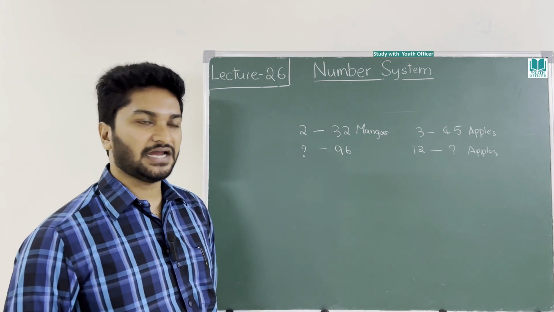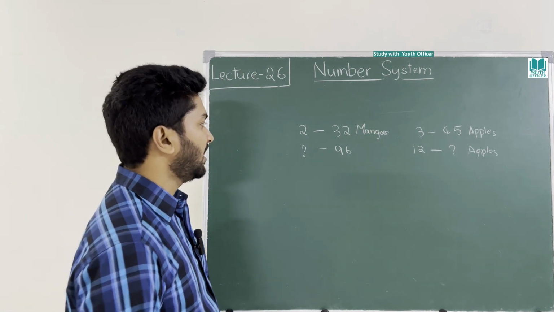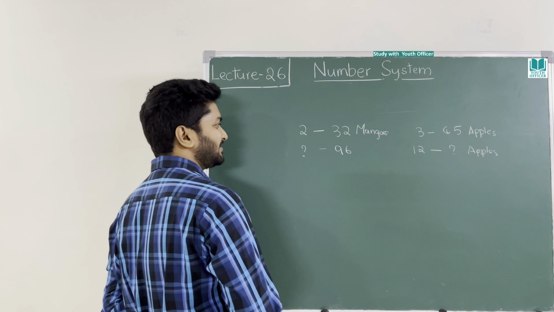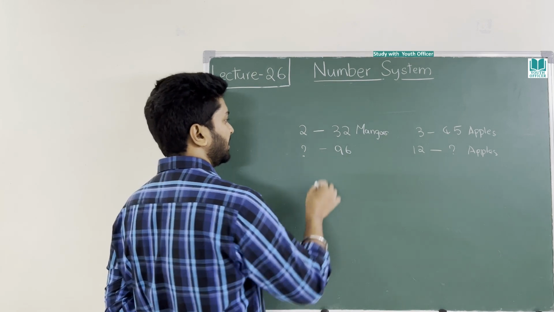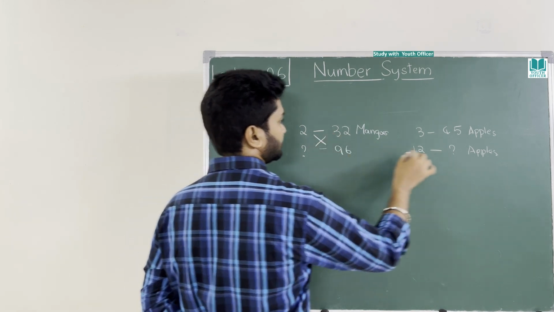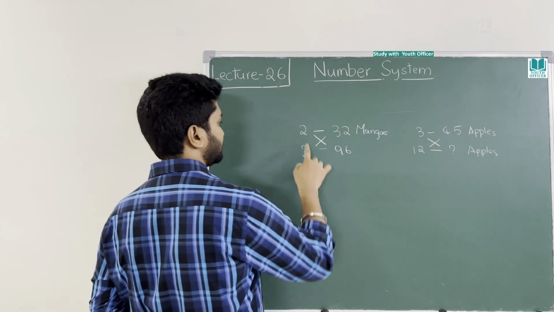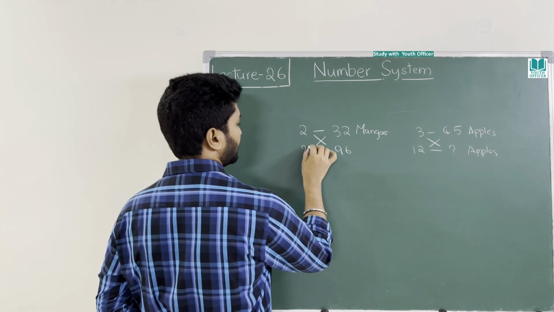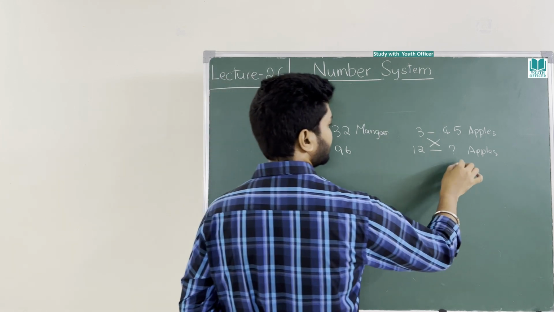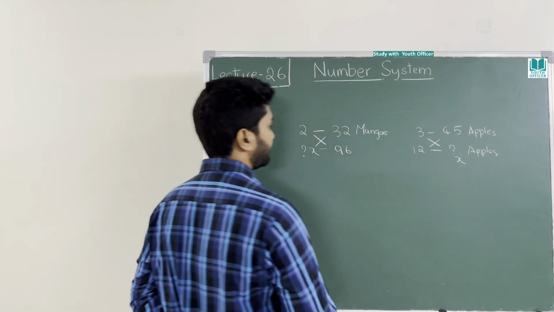How do you solve this kind of problems? There is a method called the crisscross method, the X method. What do you do? Wherever there is a question mark, you put an X here.